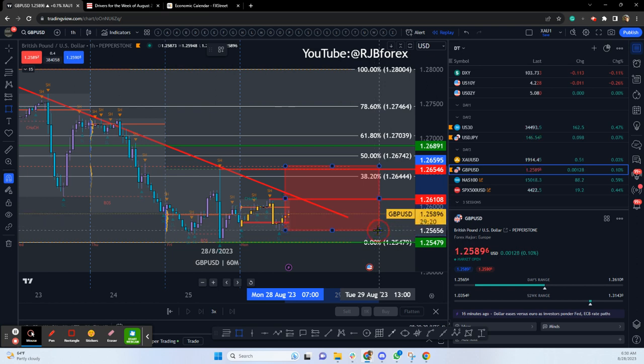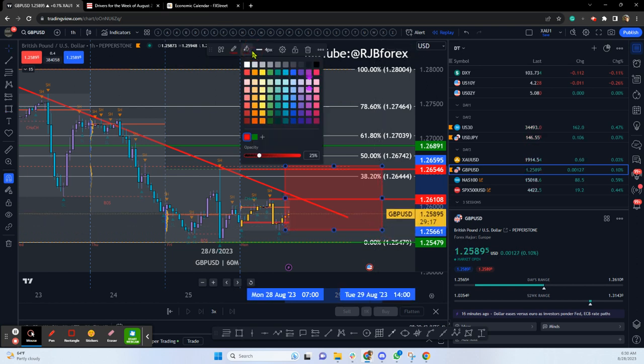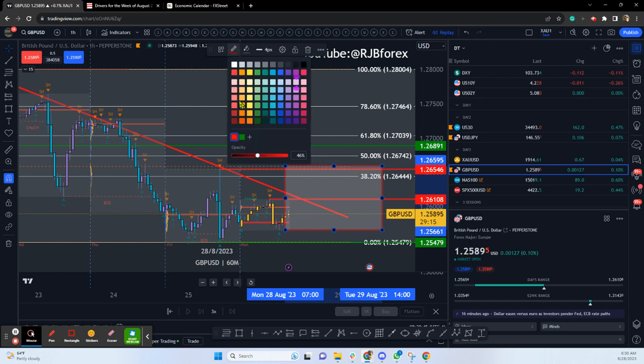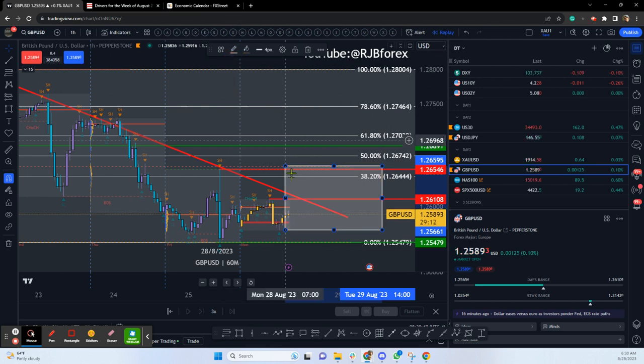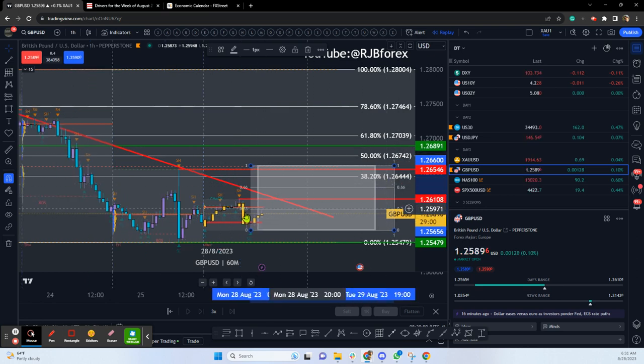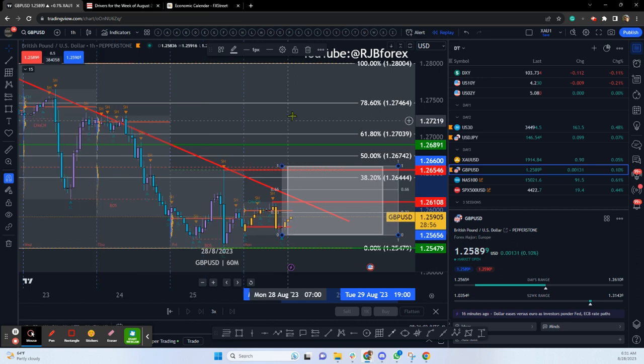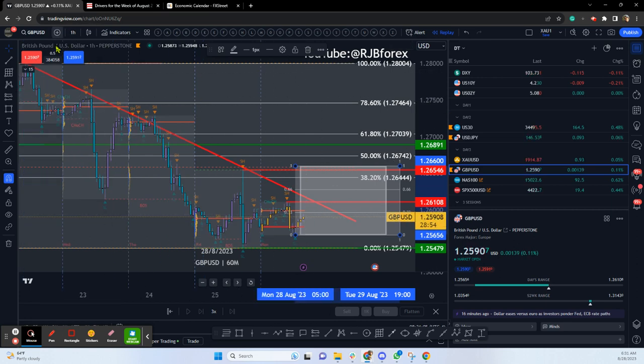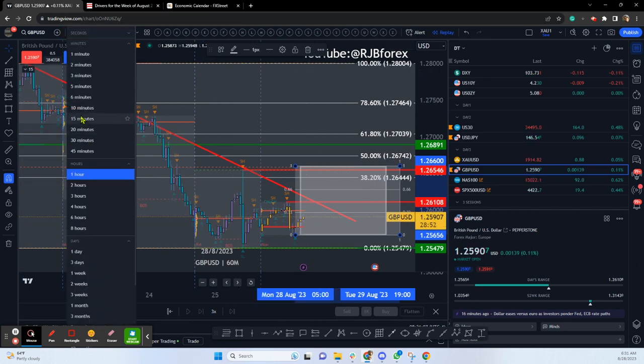So we're looking to trade within here. And ideally, we want to be buying low to go high. But we still need to see a break of structure. We still need to see a break of, at the moment, 126.10. Now let's see if we can't find something on the 15-minute charts.